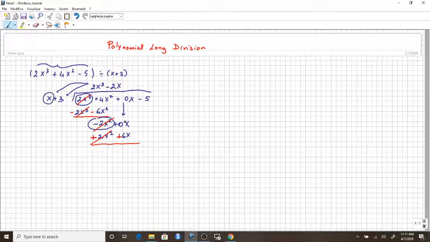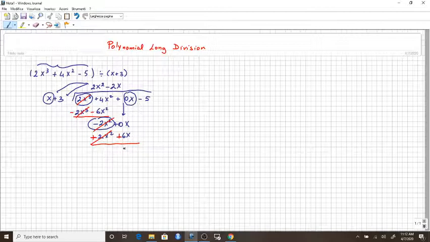At this point you should see why it is convenient to insert this 0x that was not here. If I kept instead the negative 5, this could become confusing because you would be trying to combine the negative 5 with the positive 6x, and this may lead to some mistakes. So to avoid this mistake, just put a 0 whenever a term is missing.